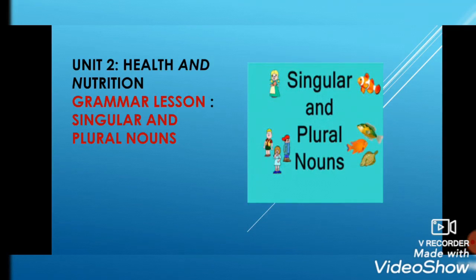Hope you're fine. Today we're gonna start with a new grammar lesson. It's about singular and plural nouns. Before we start, let's revise what we talked about nouns. We said that a noun is a word that names a person, place, thing, animal or idea. We also said that the noun can be a common noun or a proper noun. Now, in our explanation, we will learn that the noun can also be a singular or plural noun.